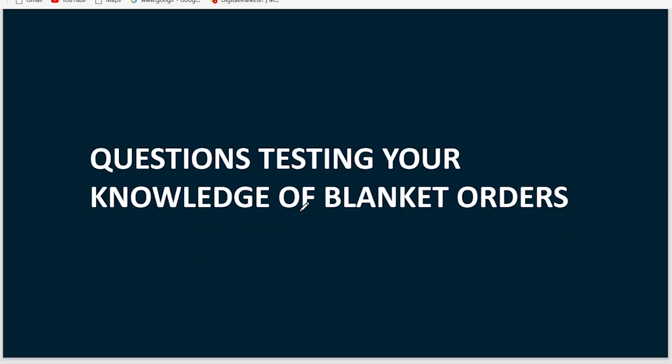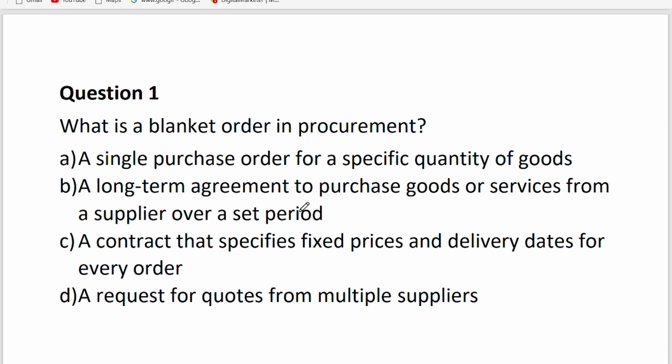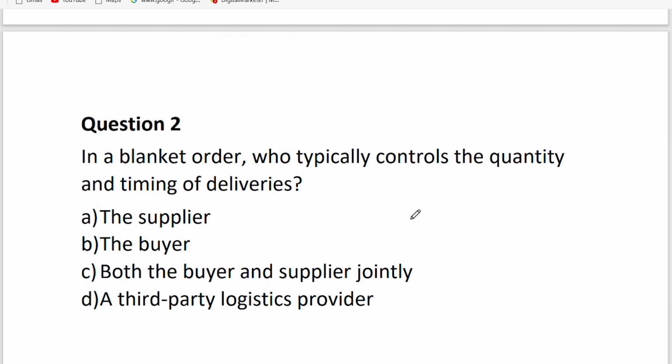In this case, we're testing your knowledge of blanket orders. And what is a blanket order in procurement? Well, it is a long-term agreement to purchase goods or service from a supplier over a set period. Now it can be regular, it can be irregular. In a blanket order, who typically controls the quantity and timing of delivery? That's going to be the buyer. Okay, so it's the buyer.